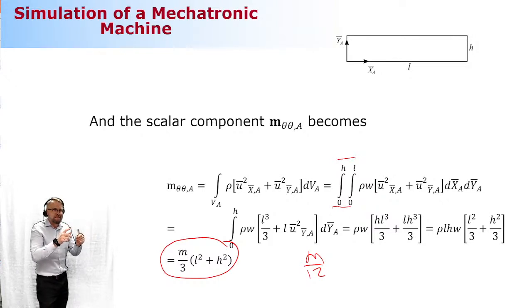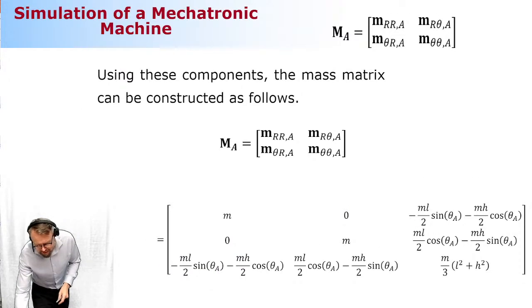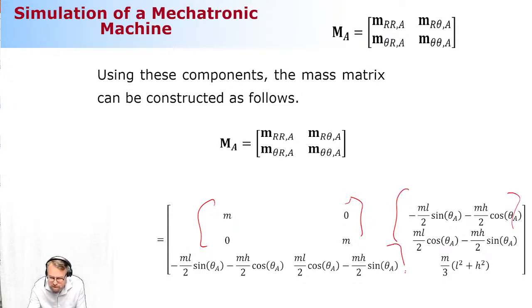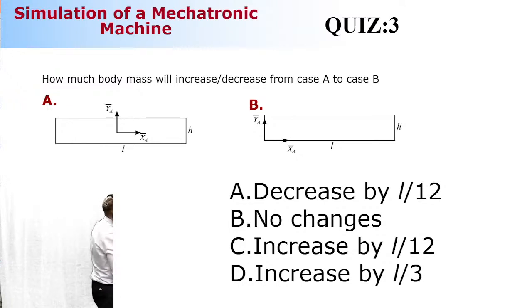My last in-class quiz. So I'm combining the material. This is my 2 by 2 matrix. This is my vector. And this is my mass moment of inertia. Okay, how much does the body mass increase or decrease in these different cases? Read this carefully. Body mass.